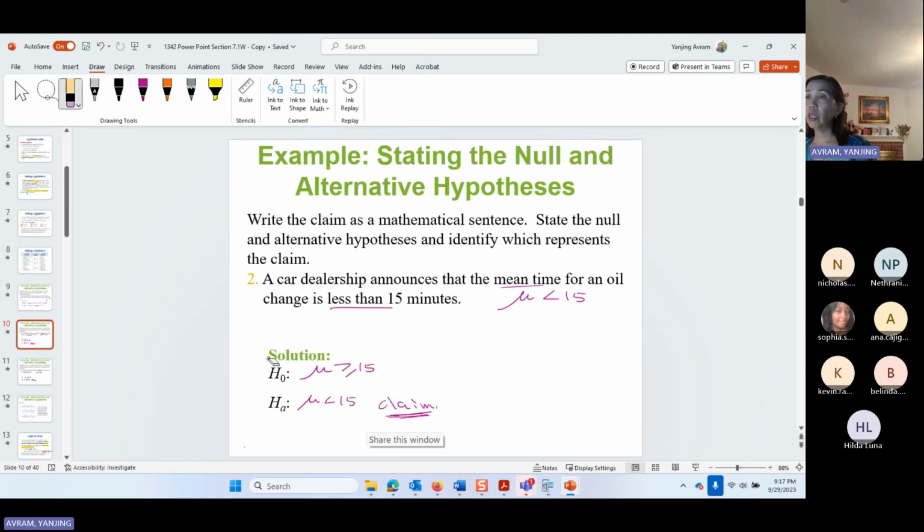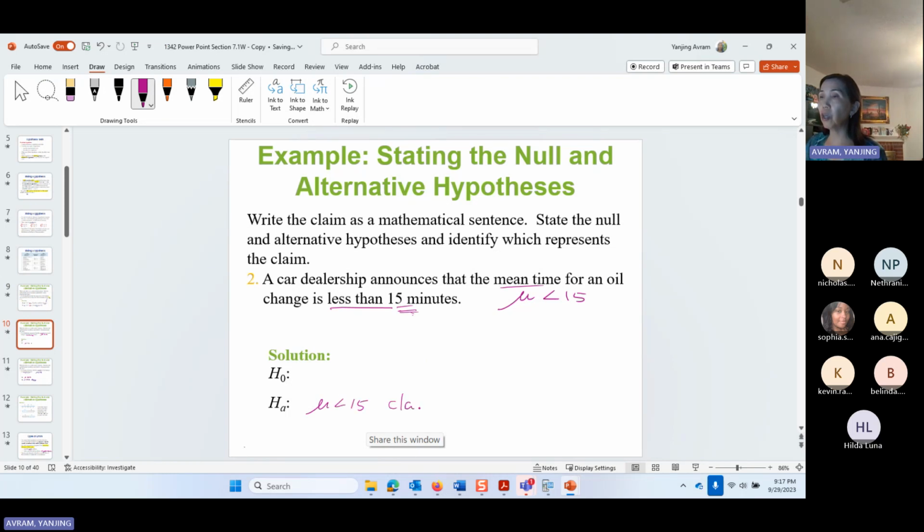Okay, so let's look at the other one in here. Say a car dealership announced that the mean time for the oil change is less than 15 minutes. Well, less than is given. So this one doesn't include an equal sign, so it must go to the alternative one.